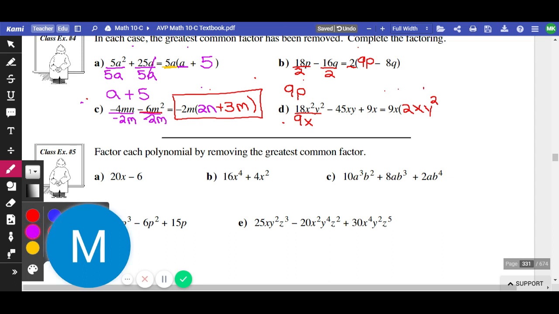Now I do the second term. Negative 45xy divided by 9x. Negative 45 divided by 9, I'd put that in my calculator to get negative 5. X divided by x would cancel out, so there's no x's left. The y isn't divided by any y, so the y is still there.